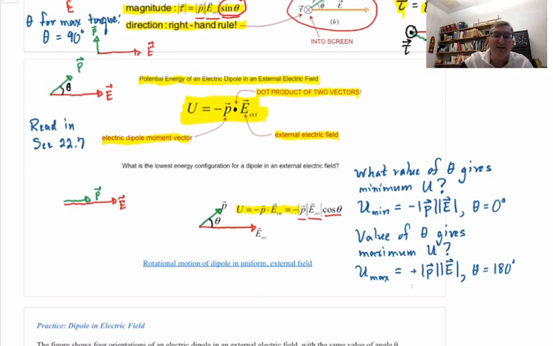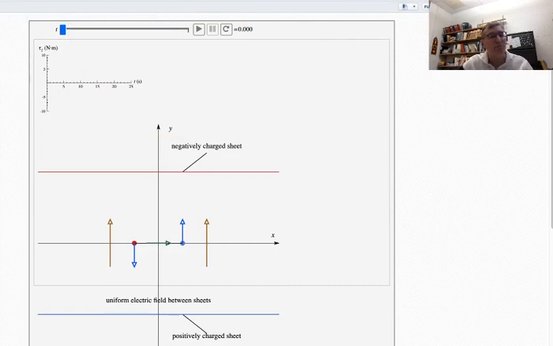But before I show you the class engagement, I want to show you a Wiley Plus animation of a dipole in an external field. And come back to that point I made at the beginning of the video about how the motion of the dipole in this situation has some practical applications. Now I know it's schematic, but let's try to explain what we're seeing here in this animation.